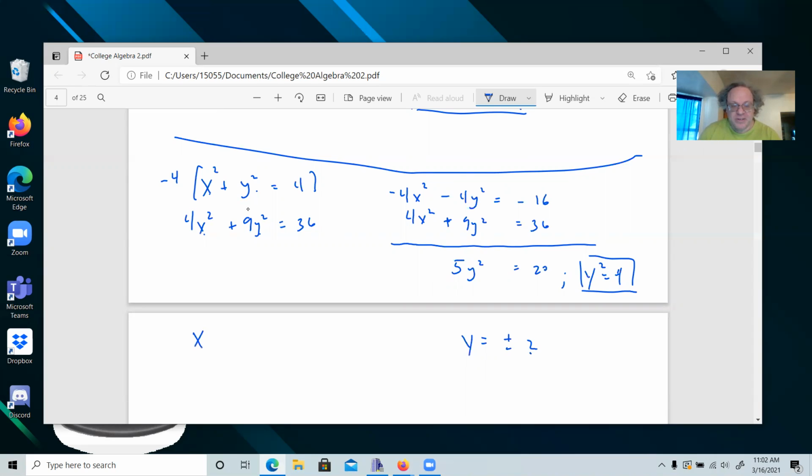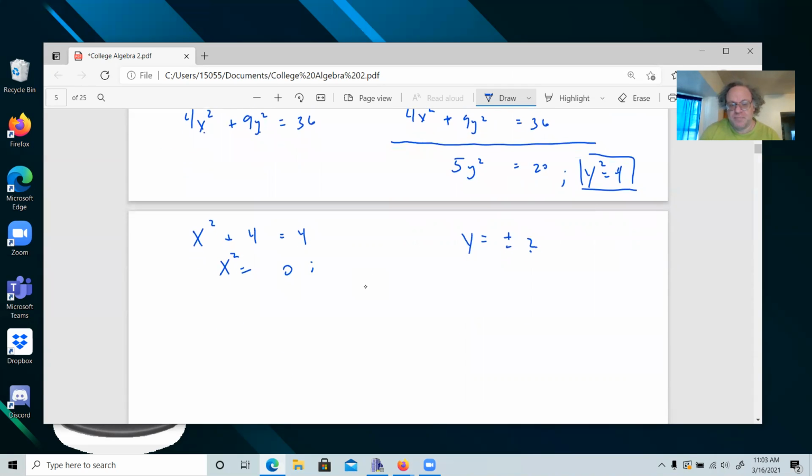So we have x squared plus 4 is equal to 4. Oh, x squared is equal to 0, so x is equal to plus or minus 0. There is no such thing as plus or minus 0, it's just 0. We don't have to worry about that. So the 2 solutions we have are (0, 2) and (0, -2).